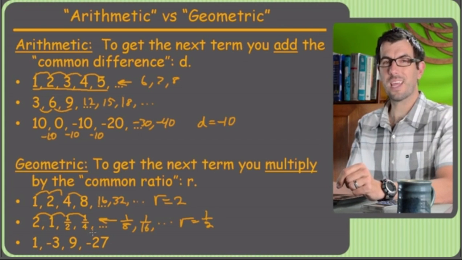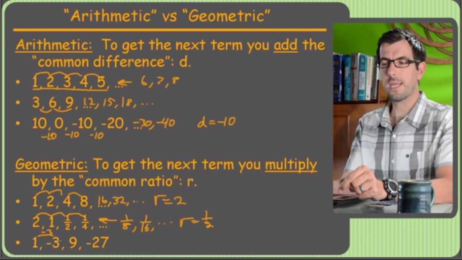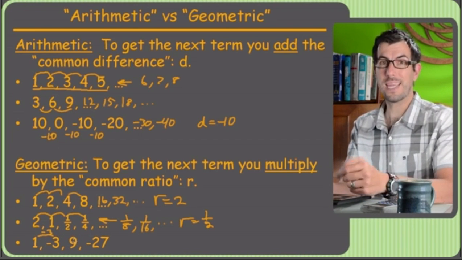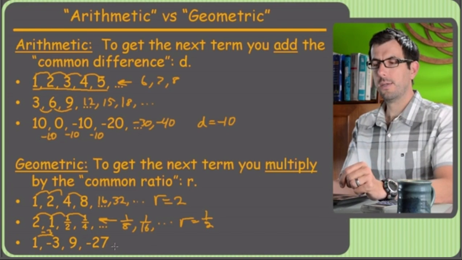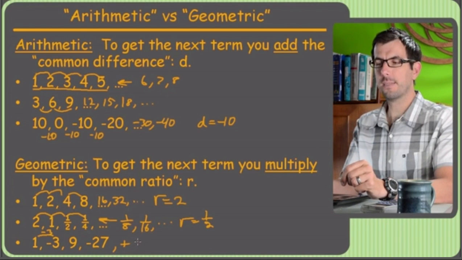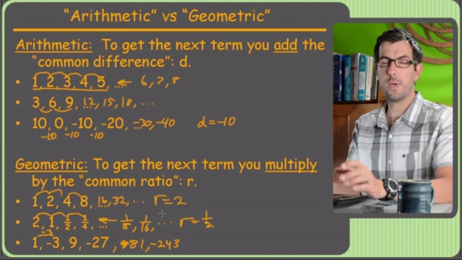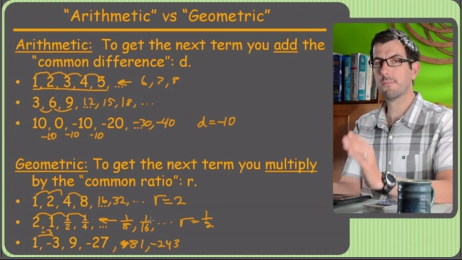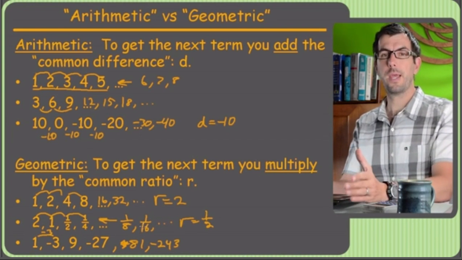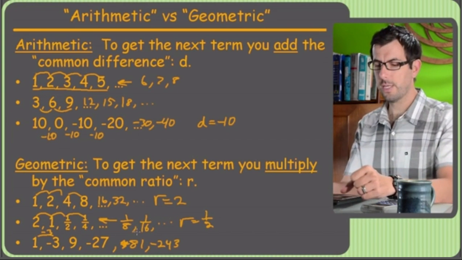What about this bottom one? Well, once again, we've got a negative r situation. Turns out if you put in a negative number, you'll get alternating signs, plus minus for each term. To get from 1 to negative 3, you have to multiply by negative 3. You multiply by negative 3 again, you get positive 9. Multiply by negative 3 again, you get negative 27. Multiply by negative 3 again, you get positive 81. I don't mean plus, I just meant positive. And then negative 243. So the point is, alternating plus minus signs is pretty much always going to be a geometric sequence, and your r is a negative number. That's what's causing you to alternate signs.